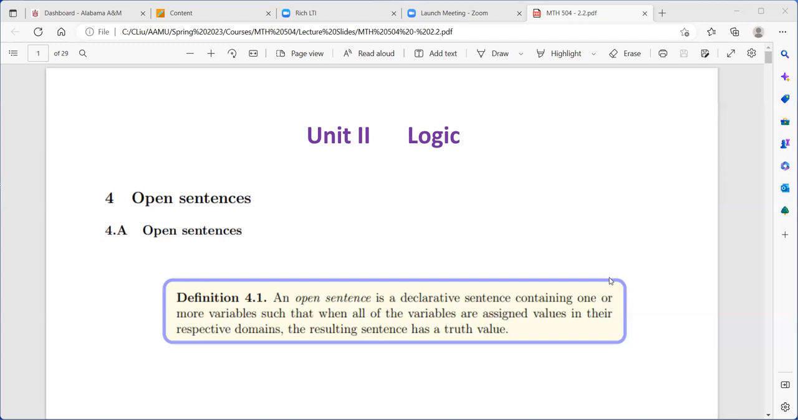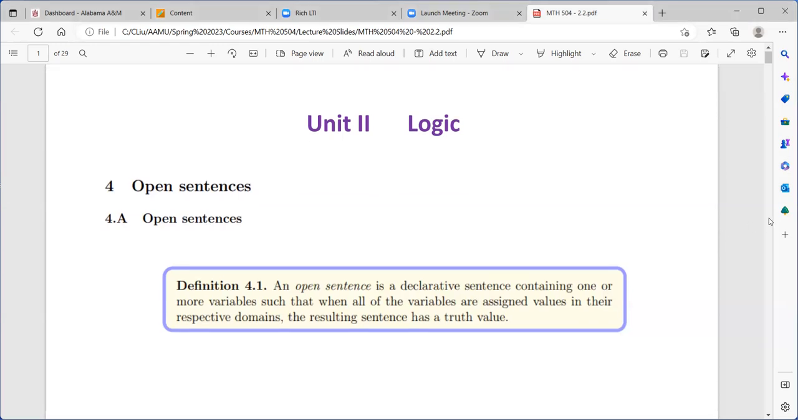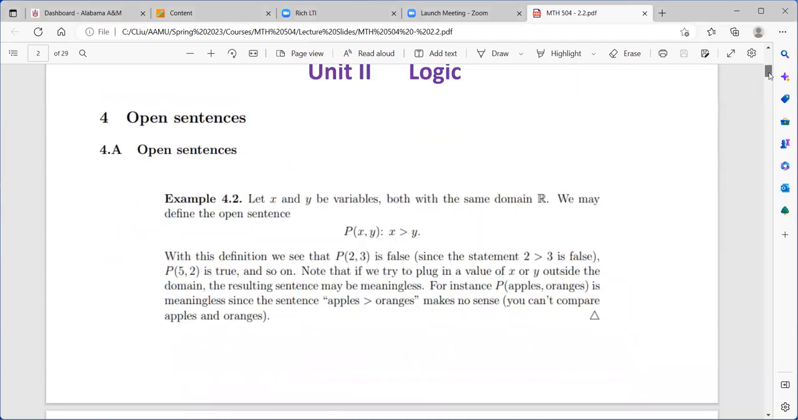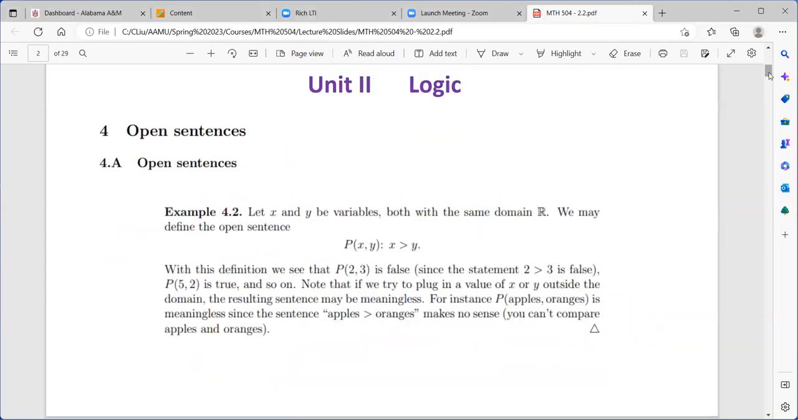In other words, in an open sentence, you have variables. If you just change the numbers in a statement to variables, then it becomes an open sentence. All right, that's the definition. So let's see some examples to understand the concept of an open sentence.